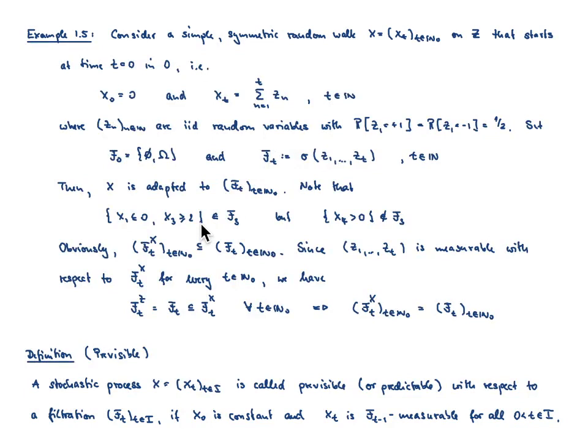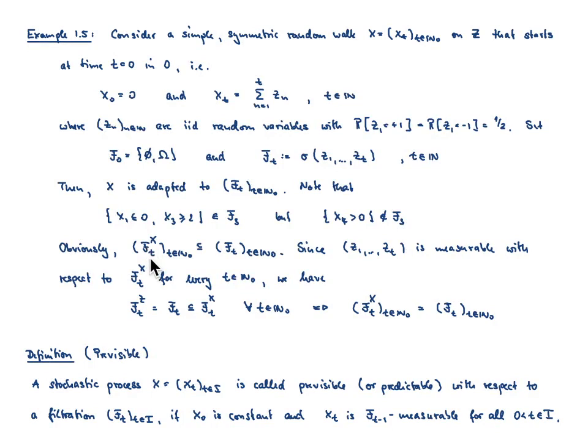Here are, so to say, the pieces of information which are encoded in the filtration. Here's an instance of an event which is contained in F3. It could be the event that X1 is non-positive and the value of the process at time point 3 is larger than 2. However, the event that the process at time point 4 is strictly positive is not contained in the sigma algebra F3. Why? Because I have to look into the future, namely at the next time point.